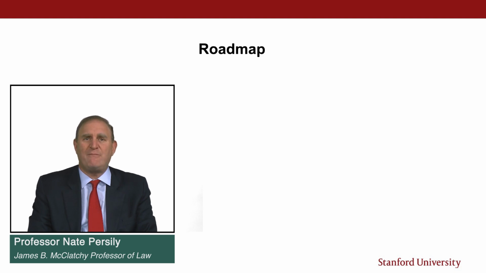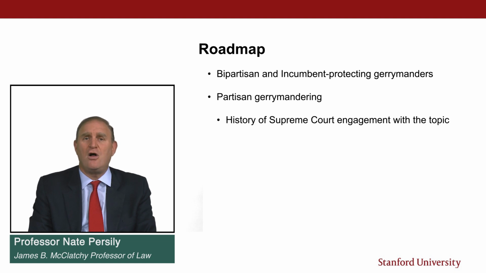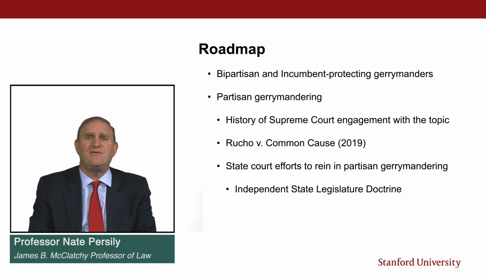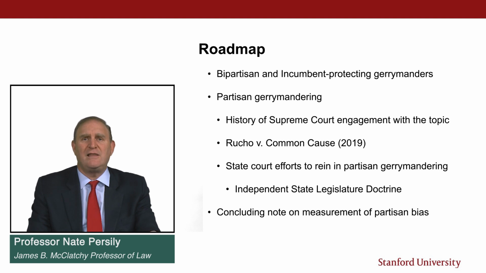And so the roadmap for this lecture on partisan gerrymandering starts with an analysis of the bipartisan and incumbent protecting gerrymanders. And then we talk about the history of partisan gerrymandering at the Supreme Court, which culminated in this famous case in 2019 called Rucho versus Common Cause. But that hasn't been the end of the story, because state courts have been involved now in partisan gerrymandering cases and have sort of picked up the baton that the Supreme Court has given to them. I'll conclude with a bit of a political scientist take on how to measure partisan bias and the new computer modeling that is used to evaluate partisanship in the redistricting process.